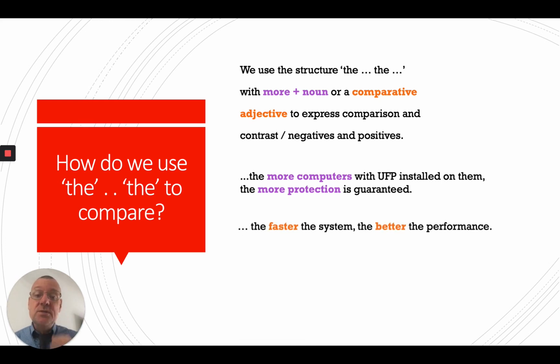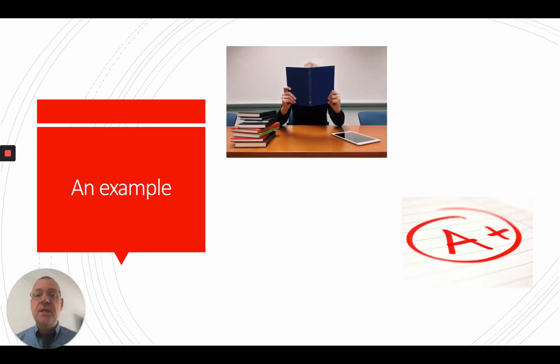Or we can use, again from your book, comparative adjectives. So the faster the system, the better the performance. I guess we could say the slower the system, the worse the performance. Same thing, isn't it? So let's have a look at this example here. We can see somebody with lots of books, an iPad, study, and oh, look at that grade. Nice. So we could say here, the more I study, the better my grades. We're looking at that relationship between studying and grades.